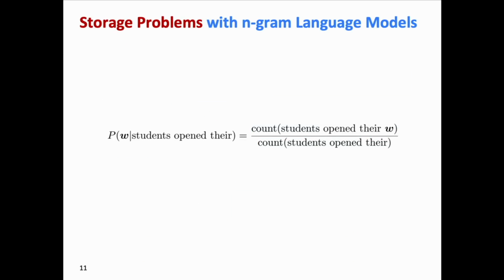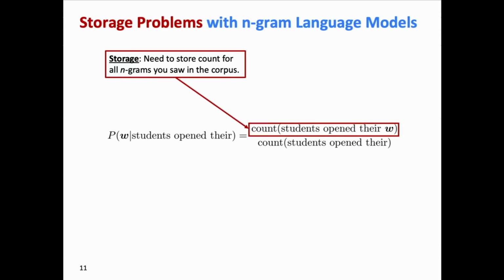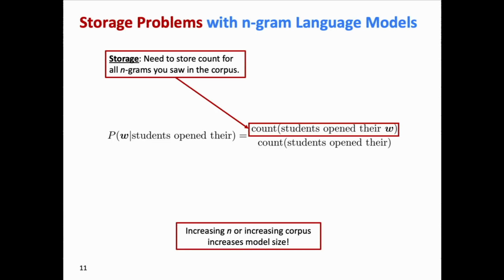OK, so that was 2 sparsity problems with n-gram language models. Here's a problem with storage. If we look at this equation, you have to think about what you need to store in order to use your n-gram language model. You need to store this count number for all of the n-grams that you observed in the corpus when you were going through the training corpus, counting them. And as you increase n, the number of n-grams that you have to store and count increases. So another problem with increasing n is that the size of your n-gram model gets bigger.